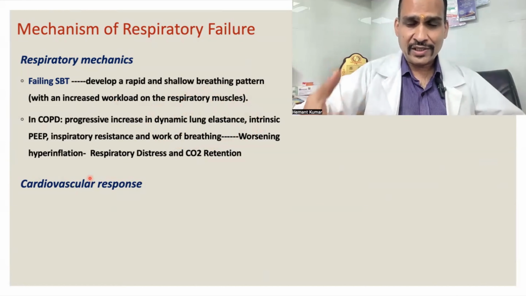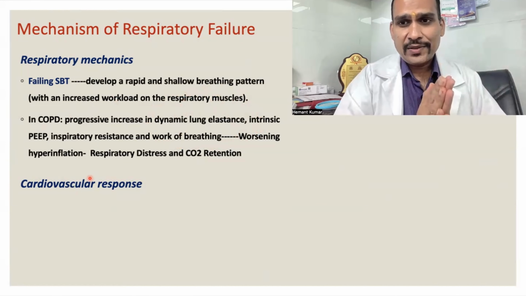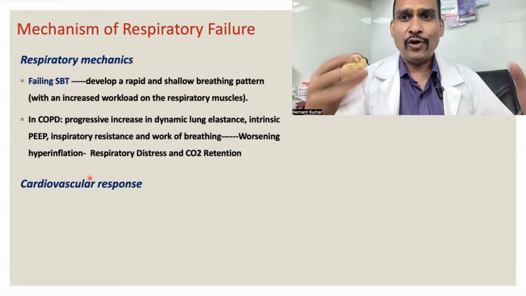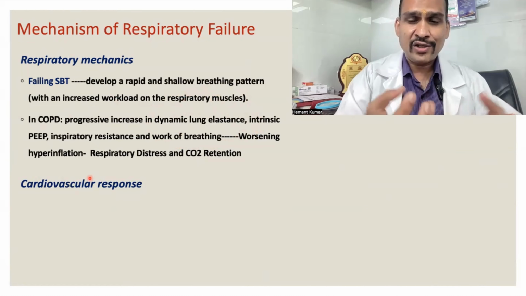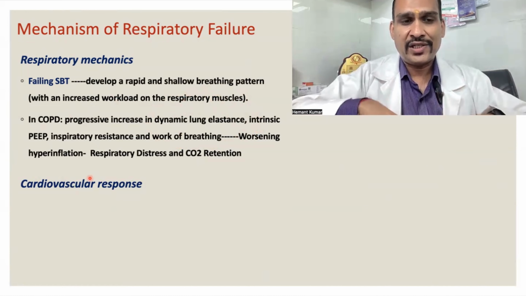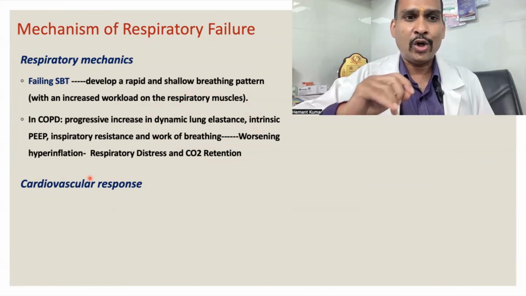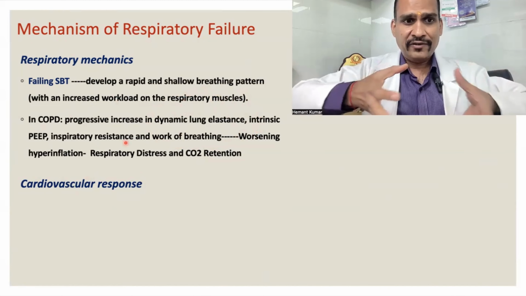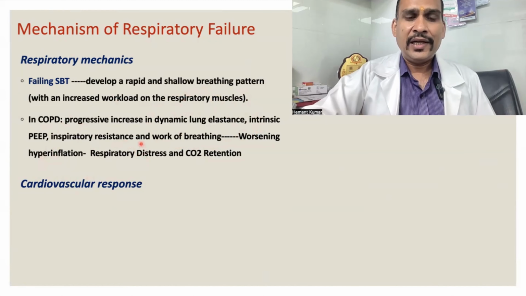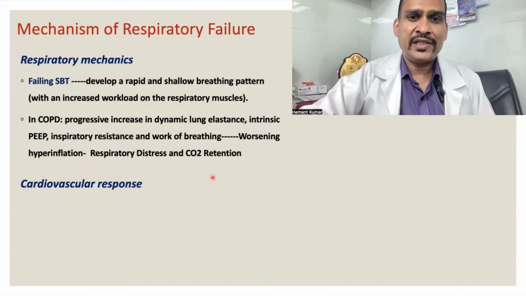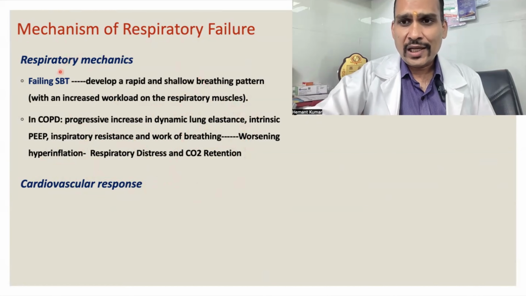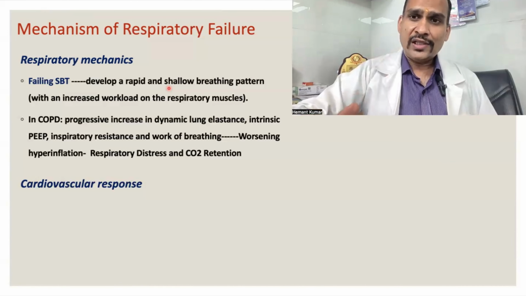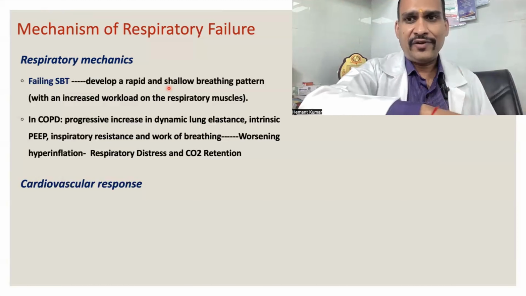Because during expiration, the airway will collapse without expelling the whole air. Without expiring the whole volume, the airway will collapse. It will cause retention of air at the end of expiration, and it is called intrinsic PEEP or auto PEEP. And because of auto PEEP, the patient will get hyperinflation, and it will again cause respiratory distress and CO2 retention. So this is how positive pressure ventilation will cause this problem once you remove mechanical ventilation.